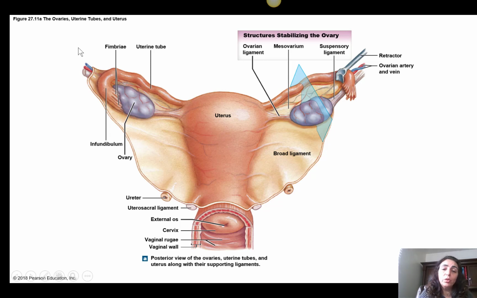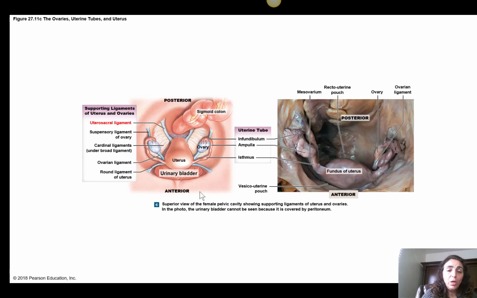I will show you the picture of where it's going. It goes toward the anterior wall of the abdominal cavity. We're talking about that one. And also here you see the uterosacral ligament that is attaching between the sacrum and uterus, these lower parts of the uterus, and attaches that to the sacrum to keep that in position.